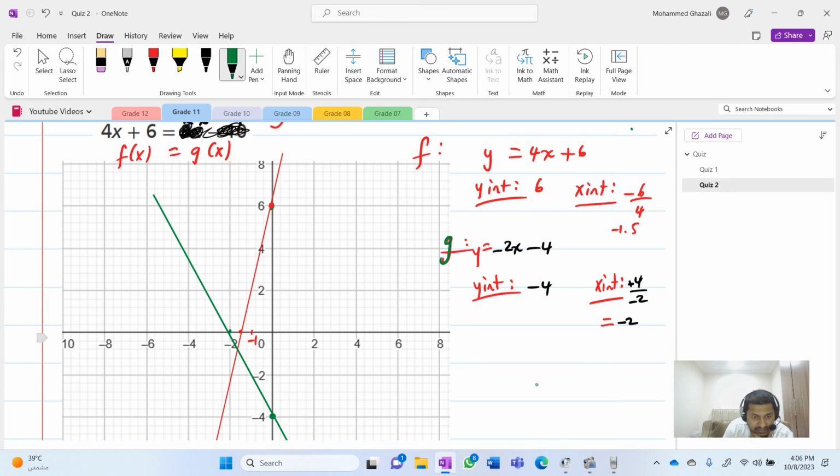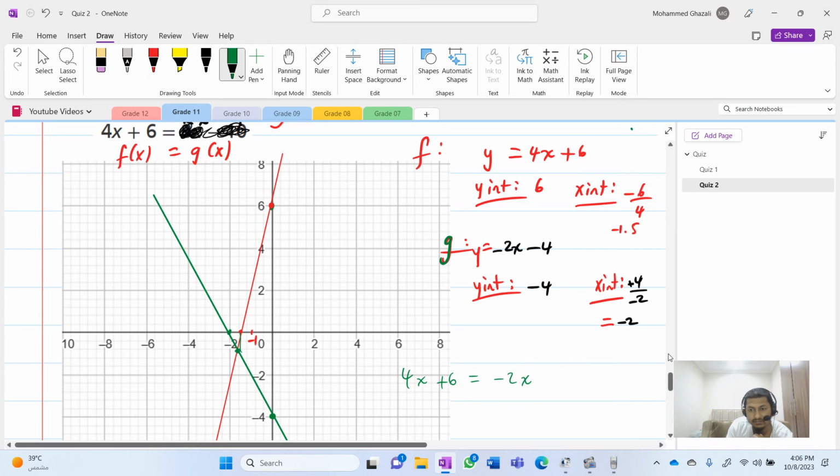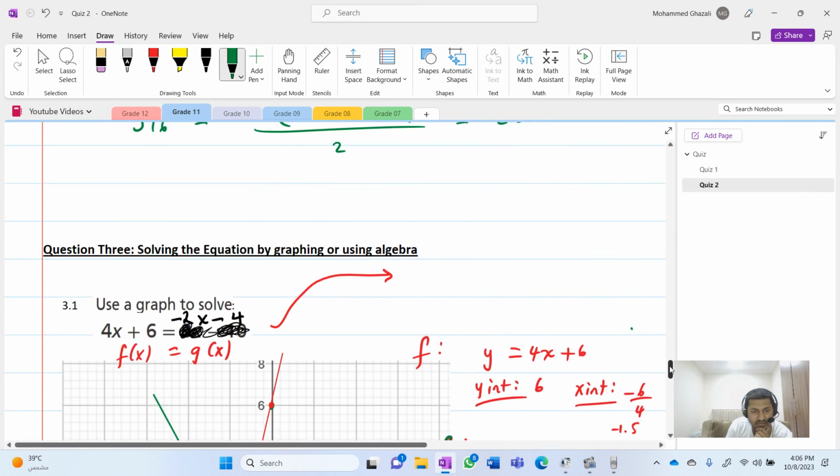So the point of intersection gives me the solution. The reason I'm saying it is because this line should be exactly right. So I think it's 1.5. Let's check. Using algebra now, let's do it in green: 4x plus 6 is equal to negative 2x, we said this was negative 2x minus 4.